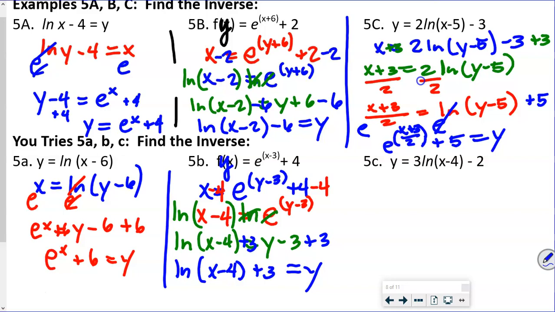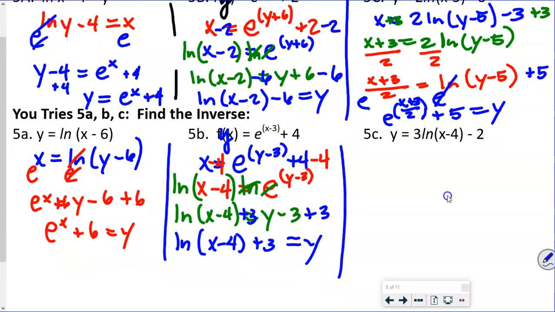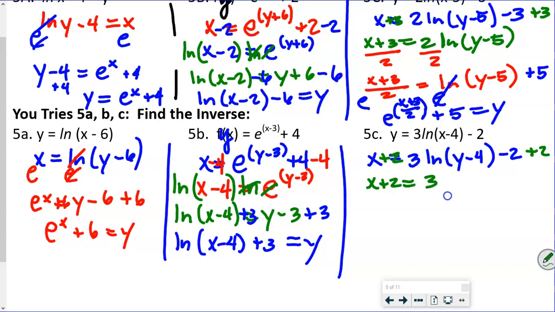Okay, so let's see if you guys can do this last one. Do it on your own and then come back to me when you're done. All right, on this one again, we're going to rewrite, say x equals 3 ln of y minus 4 minus 2. So we're going to add 2 to both sides. So that's going to be x plus 2 equals 3 times ln of y minus 4. And again, we got to get ln and what comes after it all by itself. Okay, so we're going to divide by 3 on both sides here.